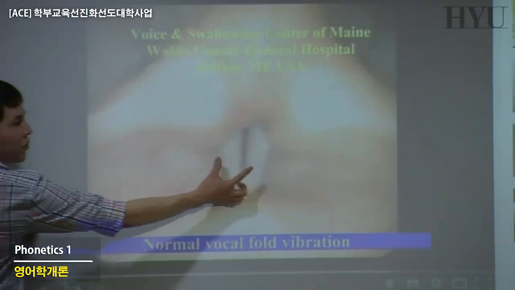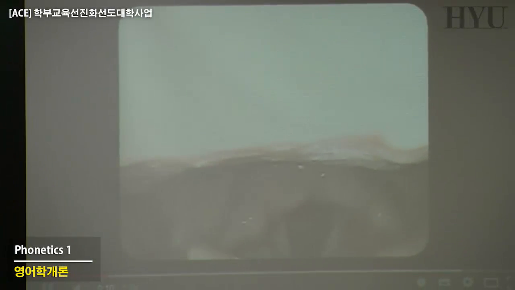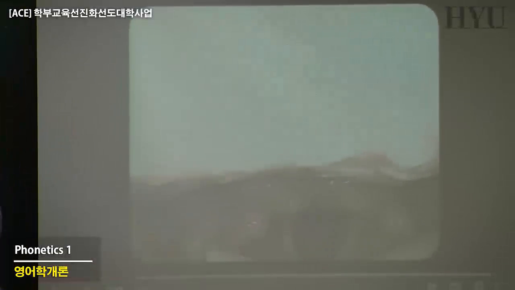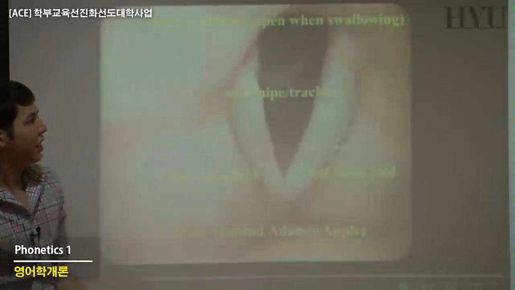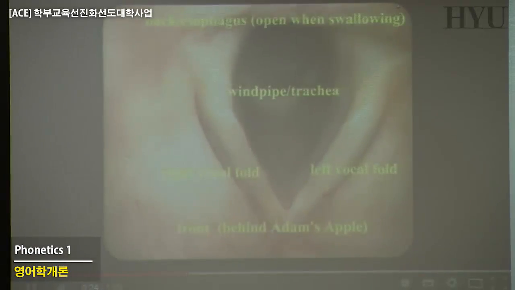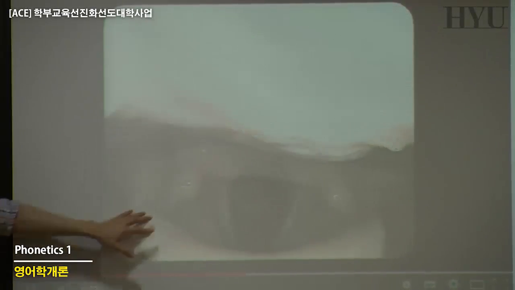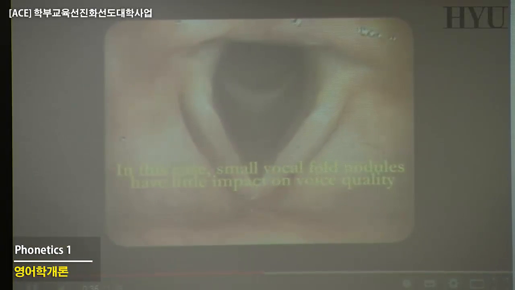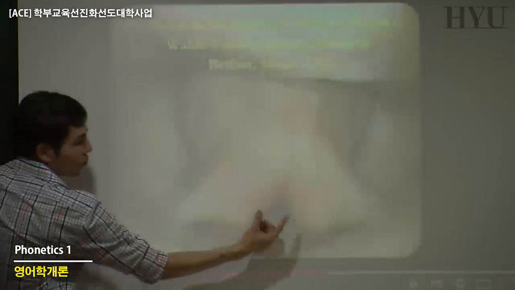So you can see they are vibrating. See? Open wide. So this is the trachea inside. Open wide so the air can come out easily. This is the front part, your Adam's apple here. This is the back part. So this is in your throat. You can see that, right? And this is when you sing, right? Boop, boop, boop, boop.